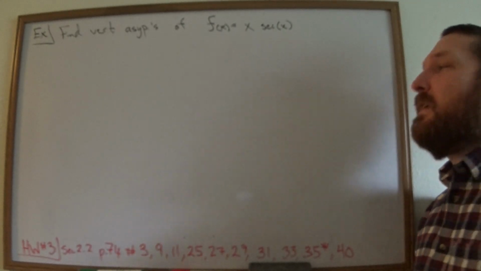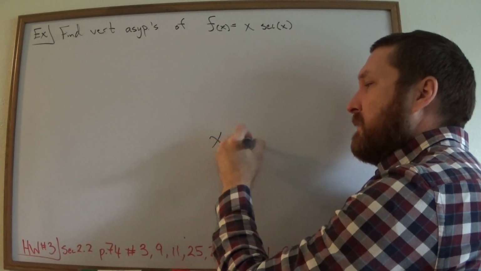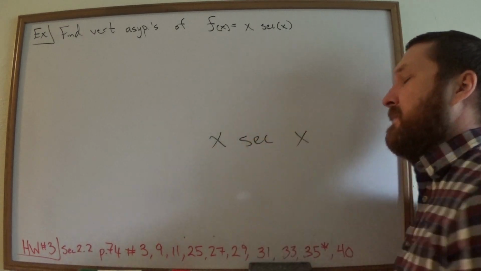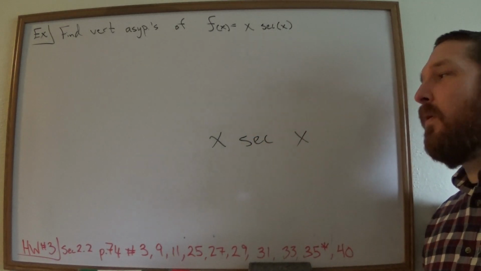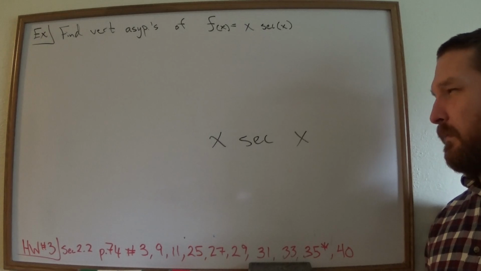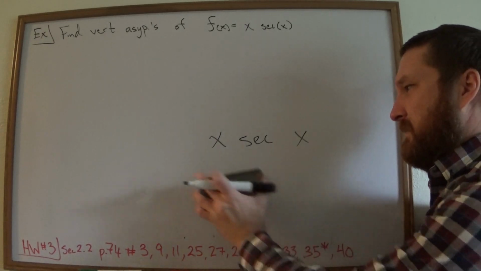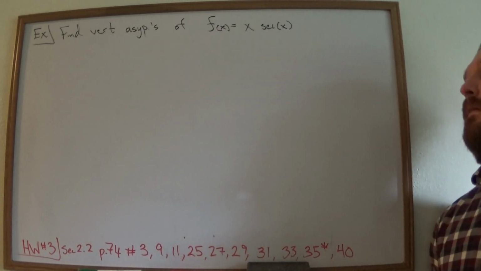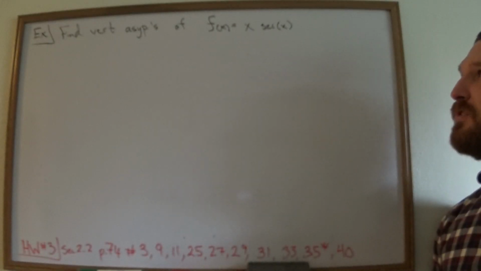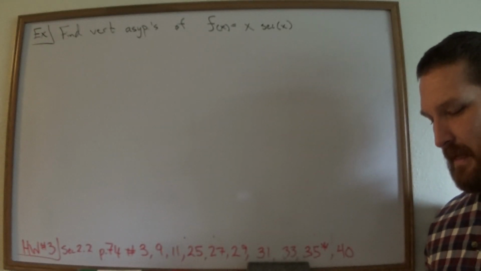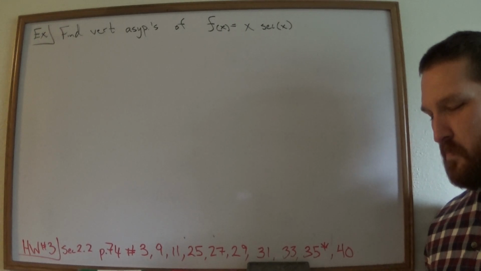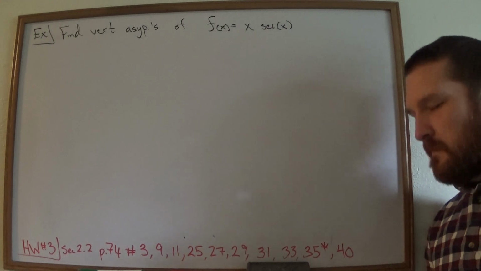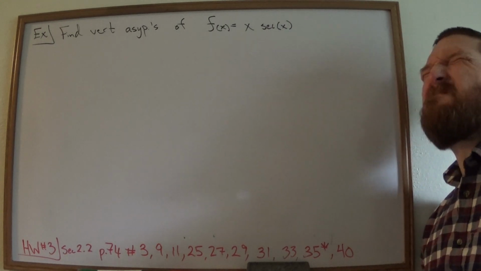In your book, this would look like this, which is so annoying. It's x times secant x. So that's just the function secant, but then multiplied by x. You graph it and it's bounded by it. If you multiply two functions by each other, then the graph is shaped by both.